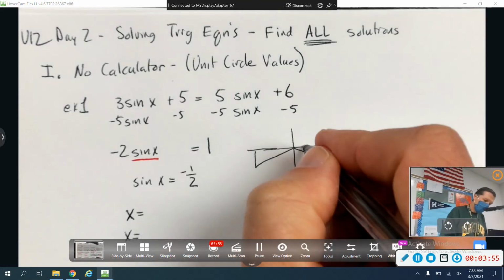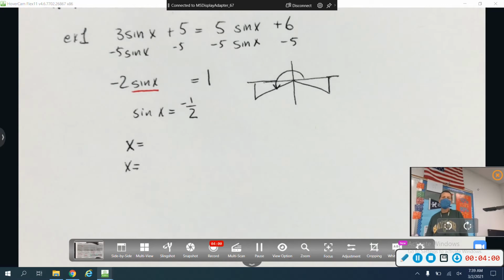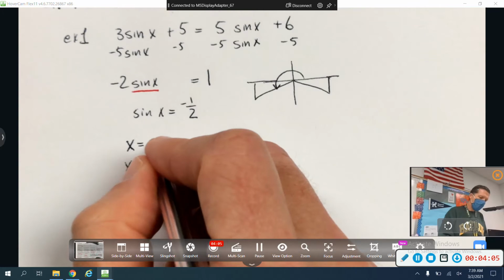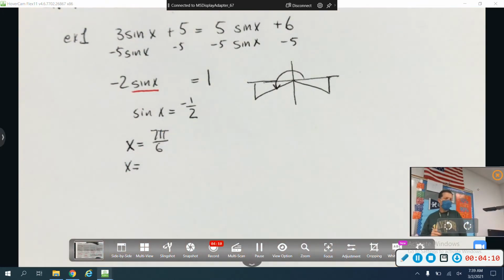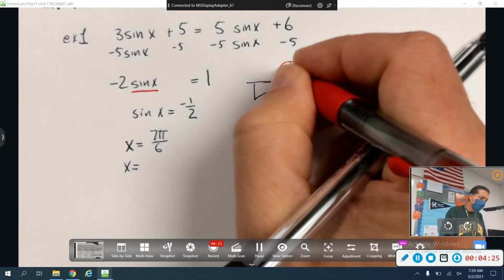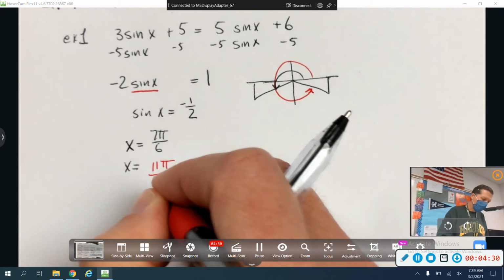So what's this third quadrant answer? Yep, 7 pi over 6. And what's the fourth quadrant answer? Can't read your lips with the mask on. 11 pi over 6. Or negative pi over 6. You can do either one, and I'll show you why in a minute. But if you go the long way around, that's 11 pi over 6.